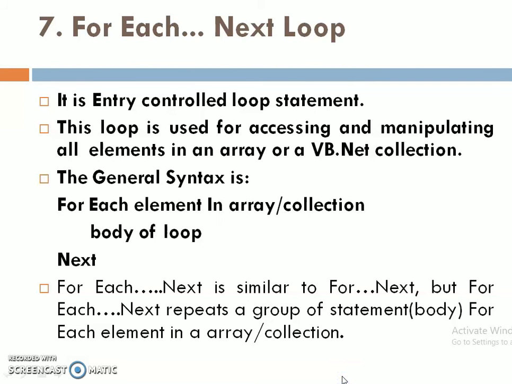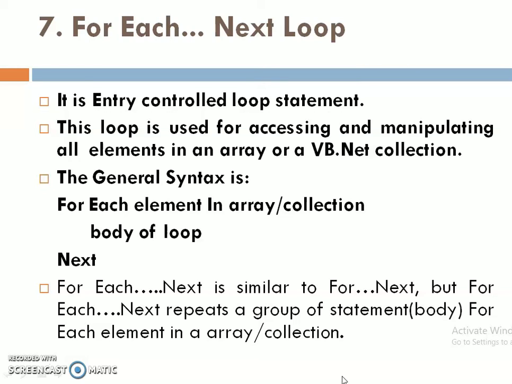The last looping is for each next loop. It is entry control loop. This looping is used for accessing and manipulating all elements in array or a VB.NET collection. The general syntax of for each next loop is we write first for each word, then elements in array or collection. Then we write body of the loop statement, then ending this loop we write next word.